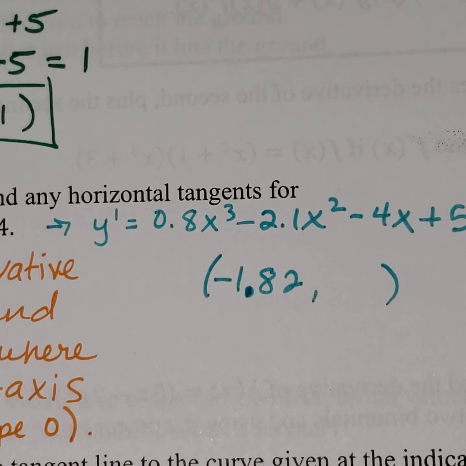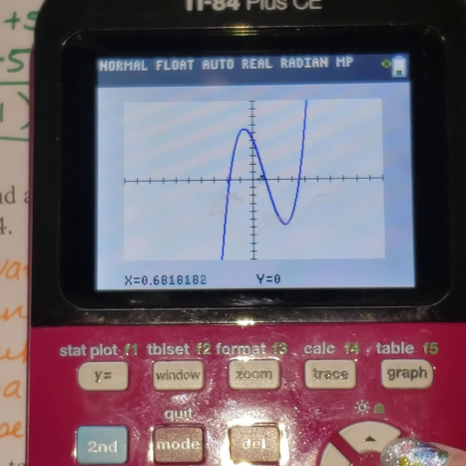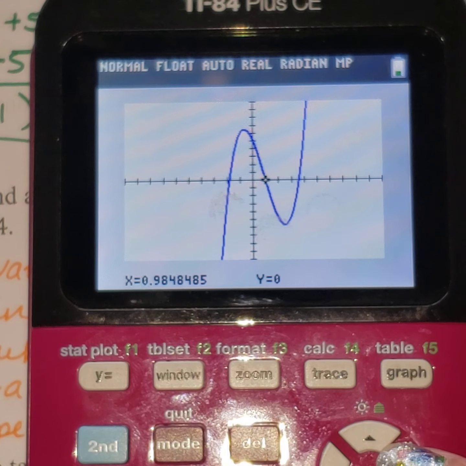We're going to need to find the y value. Now let's try the next one. So I'm going to move my cursor over. Looks like about right there at 0.985.